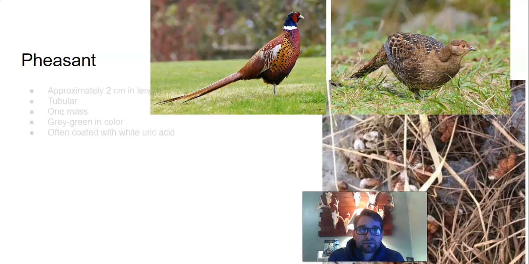Pheasants. Pheasant scat is approximately 2 centimeters in length. It's tubular. It is usually one solid mass, a gray to a green color, and it's also coated in white uric acid. Because birds have just a single vent, uric acid is also with their waste that they deposit.